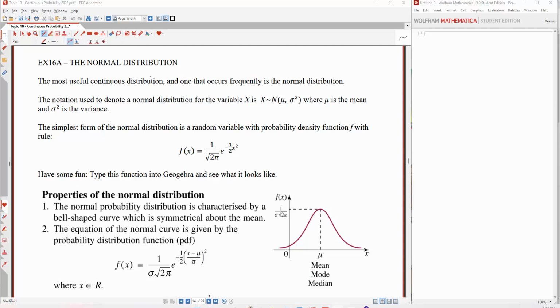I'm sure you're all well aware of the normal distribution. And it says here the most useful continuous distribution, and the one that occurs frequently, is the normal distribution. So we see the normal distribution a lot in, well, our day-to-day life.